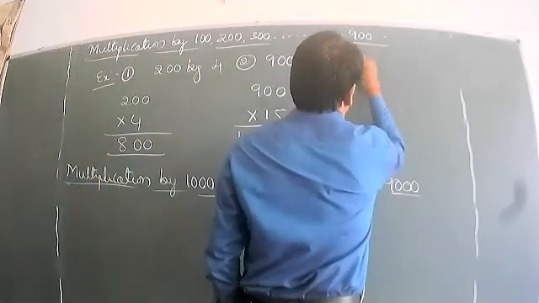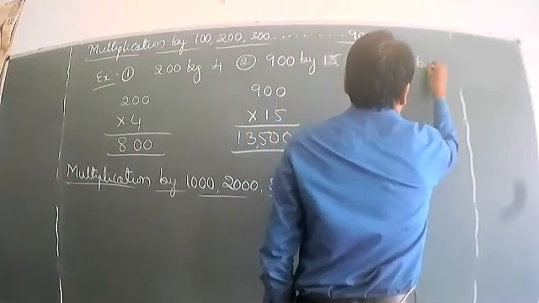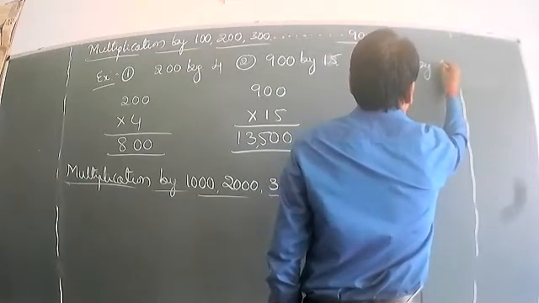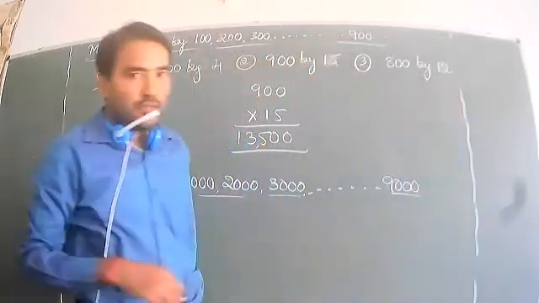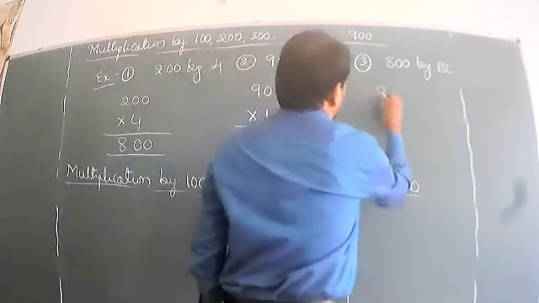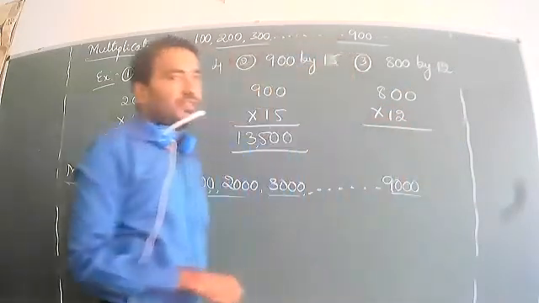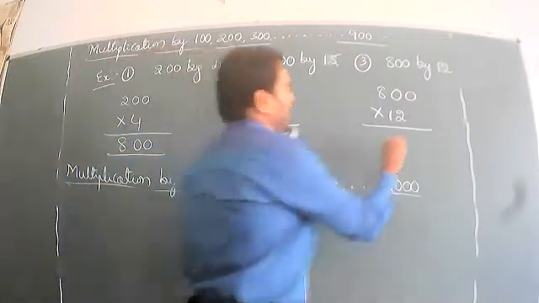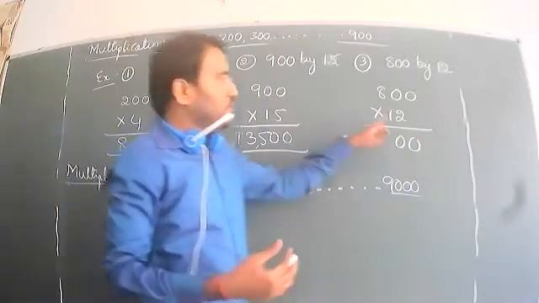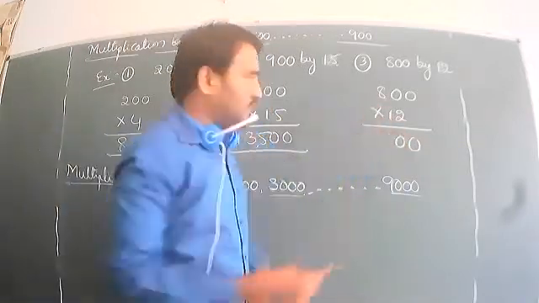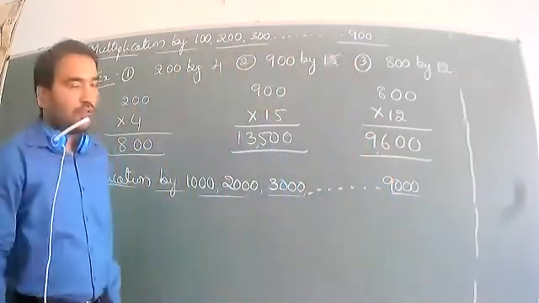Next, I will give another example. Third one, 800 by 12. So multiply 800 into 12. How many zeros are there? First we have to put them, 1, 2. Next, multiply the numerals 12 and 8. 12 eights are 96.